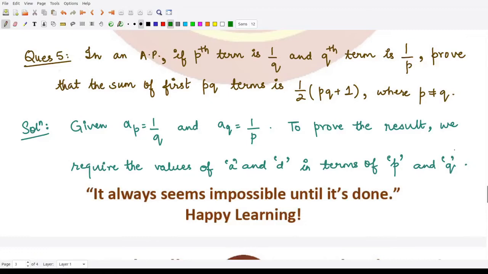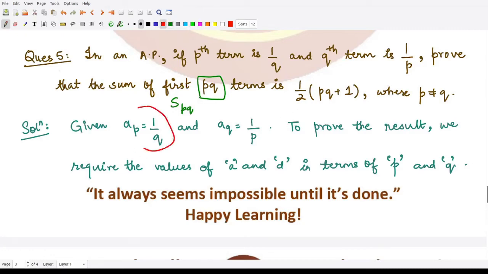In this video we shall be solving question number 5 from exercise 9.2, class 11th. In this question they are saying: in an AP, if the pth term of the AP is 1 by Q and the qth term of the AP is 1 by P. So Ap is given to be 1 by Q and Aq is given to be 1 by P. We need to prove that the sum of the first PQ terms, that means S_PQ, is equal to 1 by 2 times (PQ plus 1), where P and Q are different from each other. So this is what we have to prove.